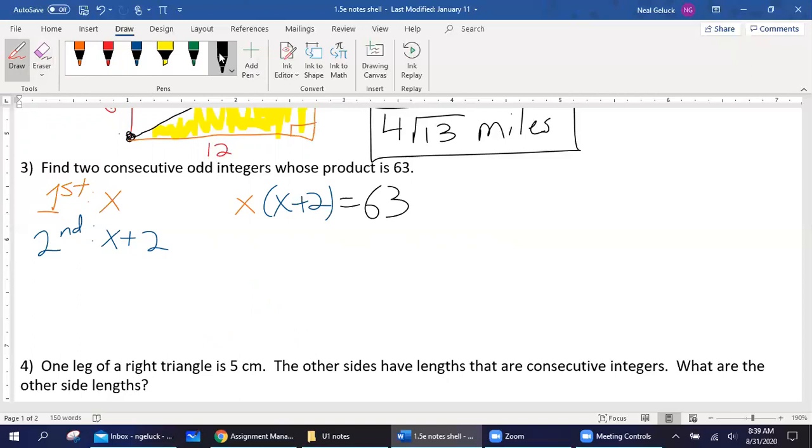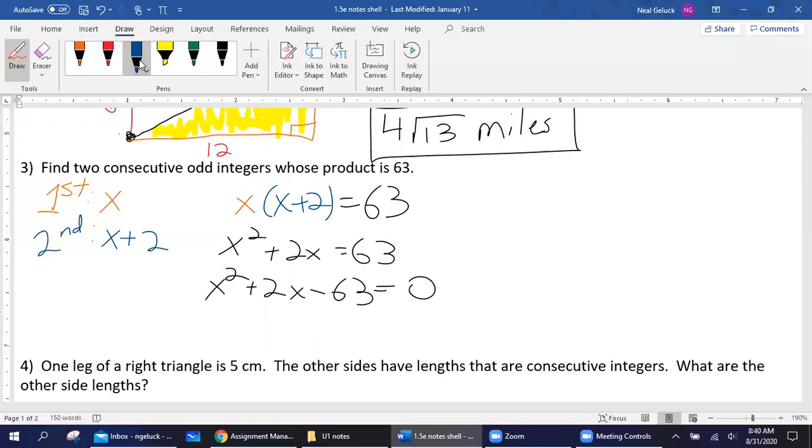Well, this looks like it's going to turn into a quadratic. If I distribute, I'm going to have x squared plus 2x. If I subtract over the 63, this looks like a factoring problem, maybe like an X method. And this one will factor into x plus 9, x minus 7.